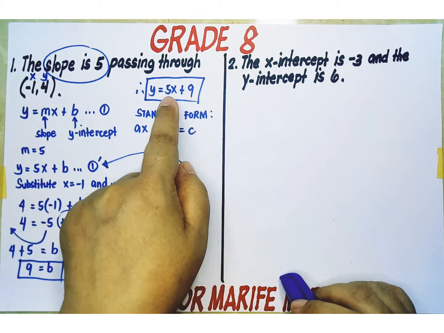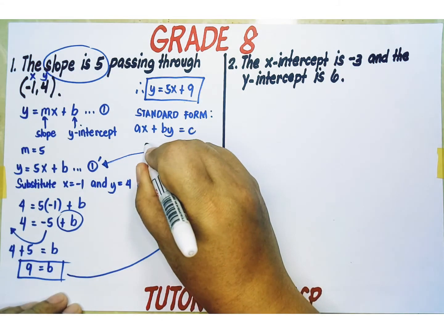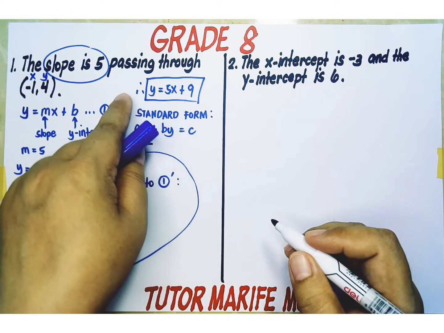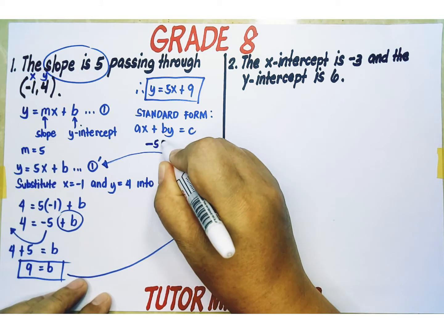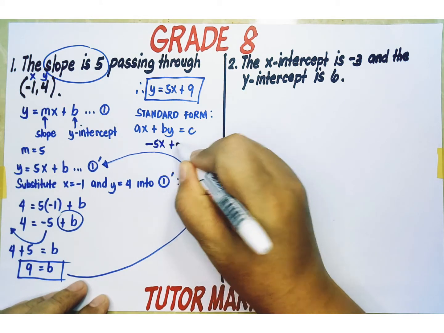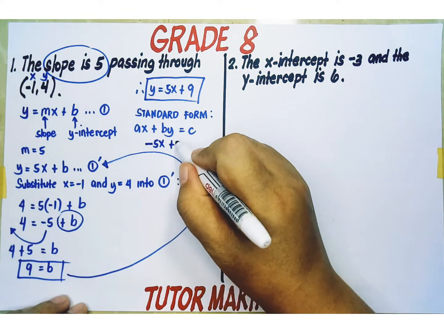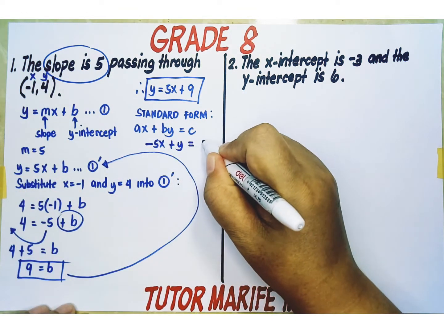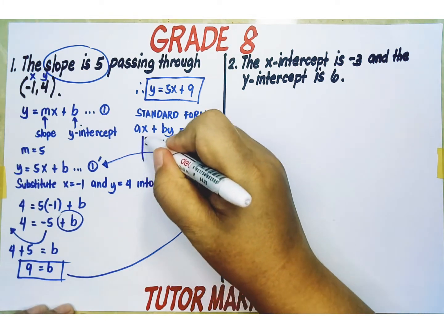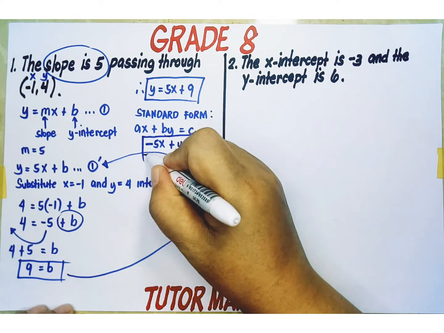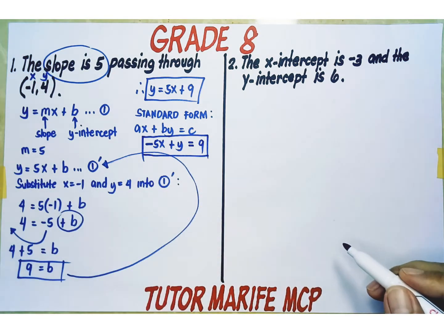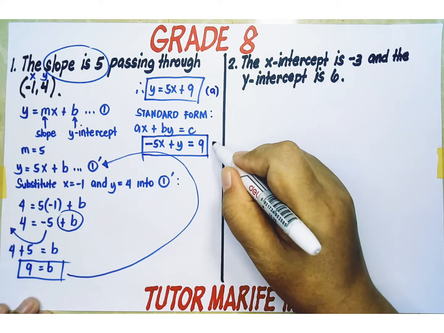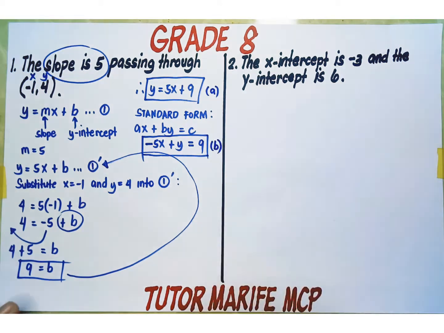Okay? So, ito, pag ita-transpose mo to the left, mag-change ang sign niya. Magiging -5x. Then, i-copy mo lang yung y na nasa kaliwa equals 9. This is the equation of the line in standard form. So, this is our answer for letter A. This is our answer for letter B.